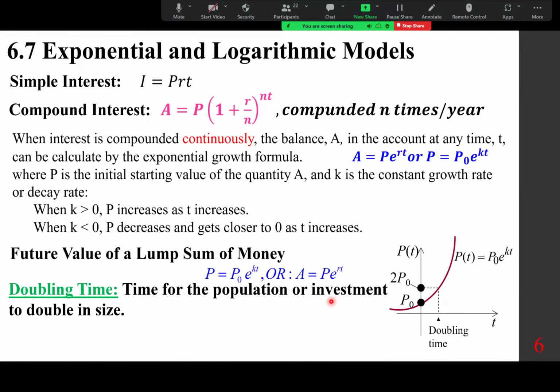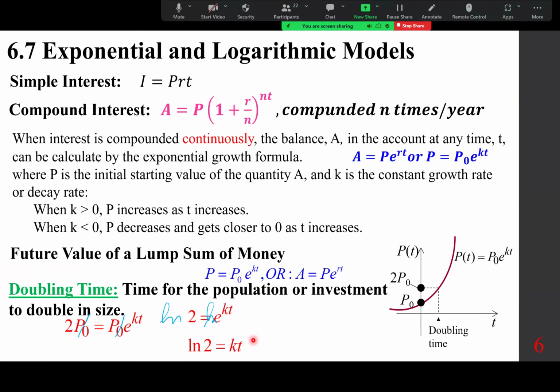Doubling time is the time for the population or investment to double in size. So we go with this formula and replace the P with 2 P sub 0. We drop P sub 0 from both sides. If we take the natural log of both sides, now remember when we discussed the previous section, because the right side has the base e, we are not going to go with a common log. We're going to take the natural log. So this becomes ln 2 and this becomes kt. ln of e to the power of kt is kt.